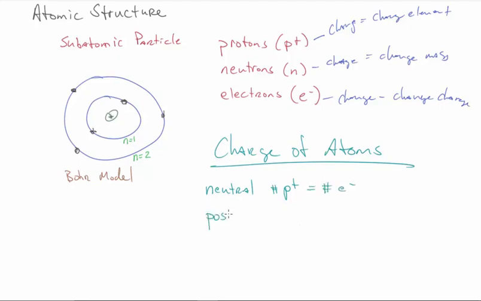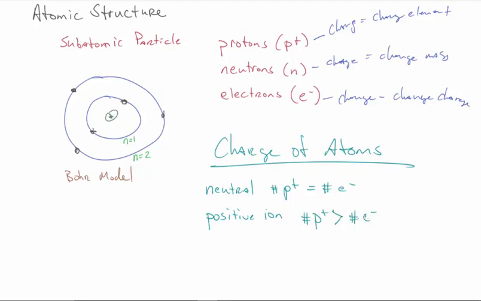It's going to be a positive, and I'm going to introduce a new word here, an ion, which means an ion is just something that is an atom that has a charge. And so if it's positive, we'll just say that the number of protons is greater than the number of electrons.